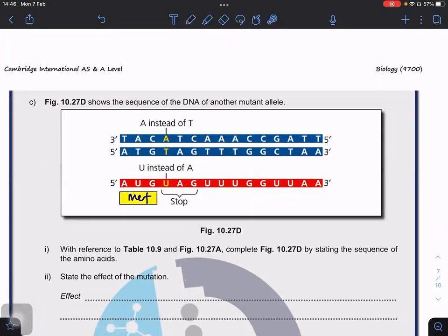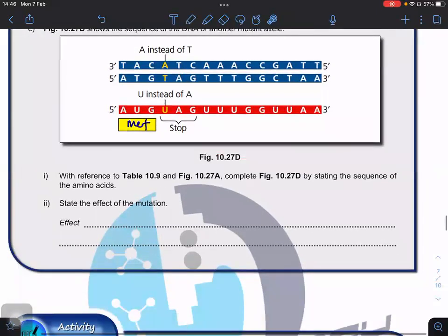Okay. Now next. In this case, instead of TTC it now becomes ATC. ATC is a stop triplet. Can you see that it stops prematurely? So your amino acids go from 4 to 1 only. So this is called nonsense mutation. So what is the effect? We say that a base substitution results in nonsense mutation.